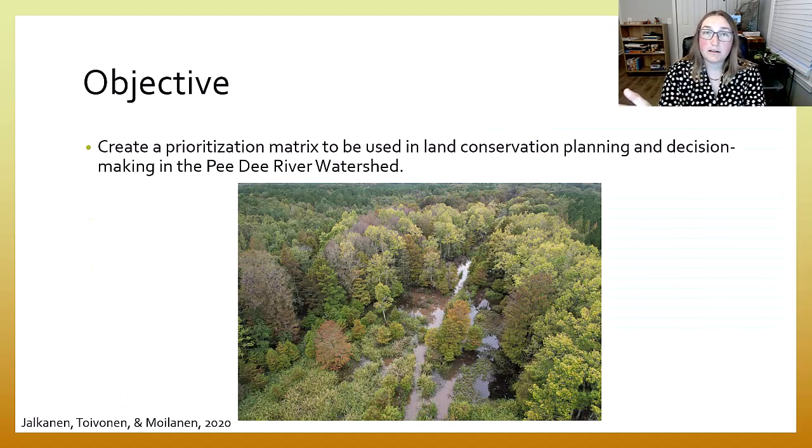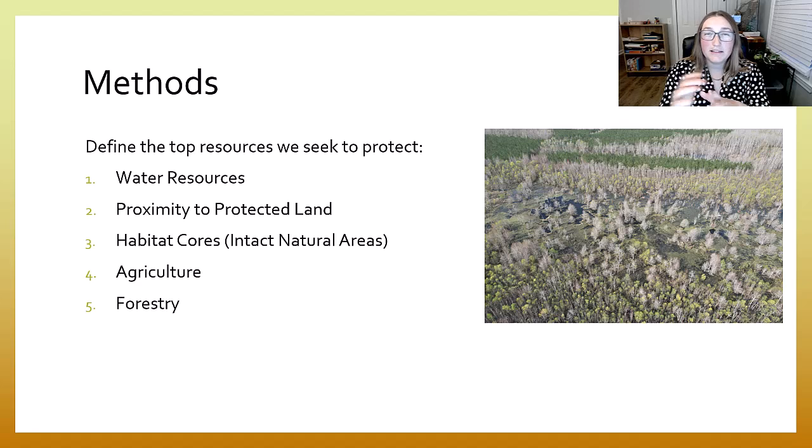This led me to develop my project objective for this term project. So I wanted to create a prioritization matrix that would be a great tool for decision making and thinking through conservation approaches for the region. To get this project started, I identified the top resources that we're interested in protecting. That's based on the needs and the interests of people who live in the watershed, as well as the mission statement of my land trust. And so I narrowed it down to 5 categories.